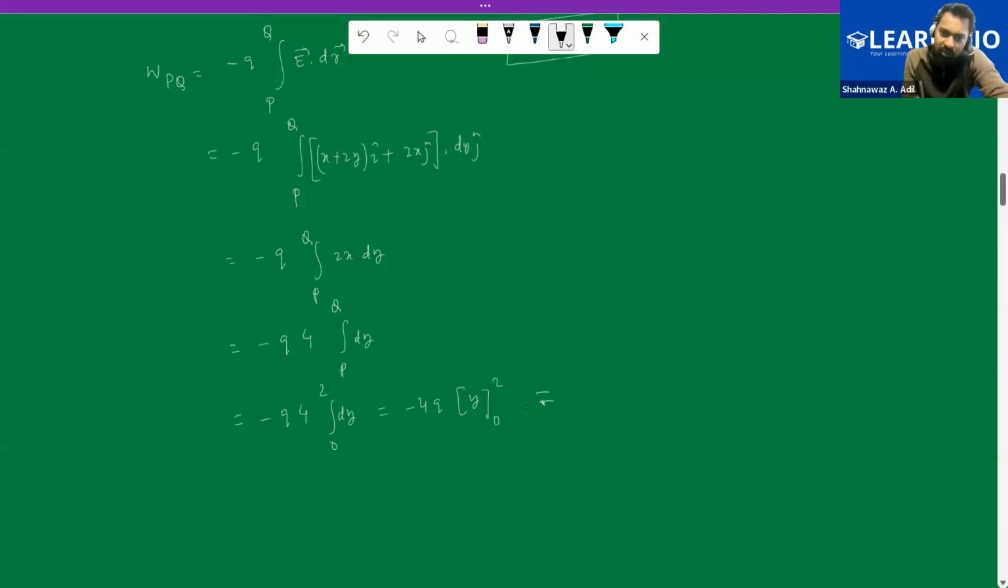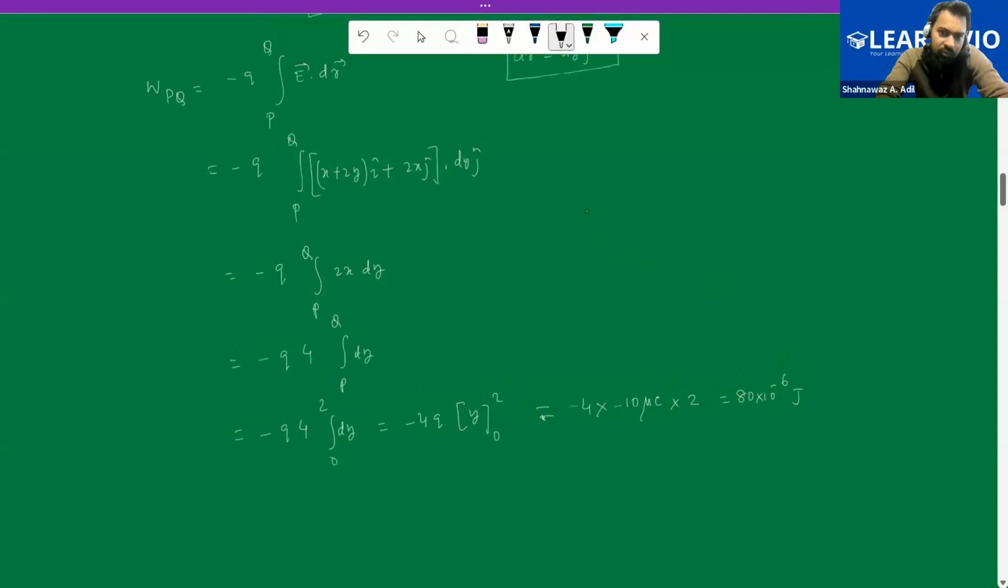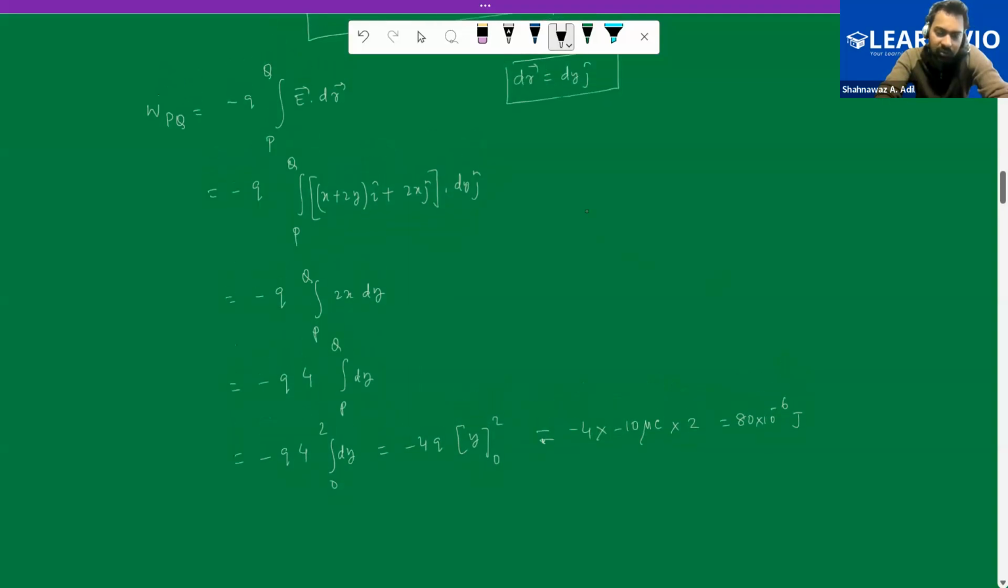So this would be how much? Minus 4, and q is minus 10 microcoulomb, and then this is 2. So this is how much? 80 times 10 to the power minus 6 joules. Clear, guys? Clear?